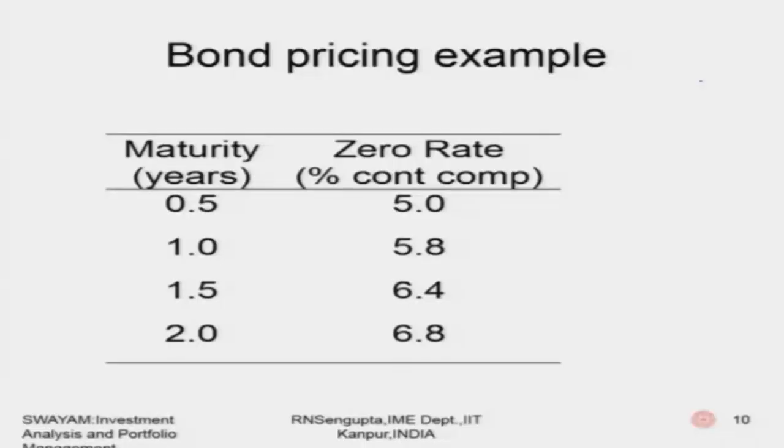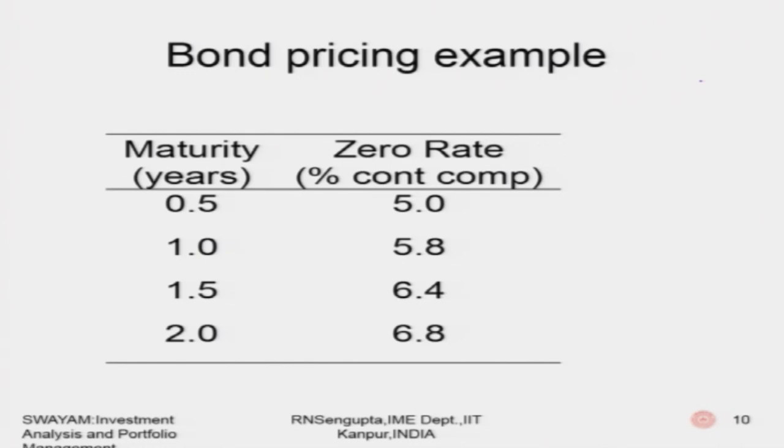So, let us consider this example. There are two columns in this set of information. The first column is the maturity in years. It could be in months also, but I have just given it in years. So, it is half a year, 1 year, 1.5 and 2. On the right-hand side, the second column is the zero rate, that is, the continuous compounding interest rate. So, if it is semi-annual, monthly or quarterly, we will convert all of that into the continuous compounding interest rate. That is point one to be mentioned from my side.